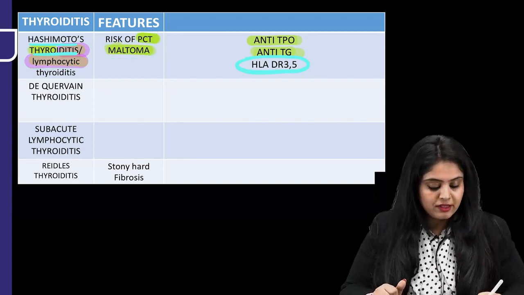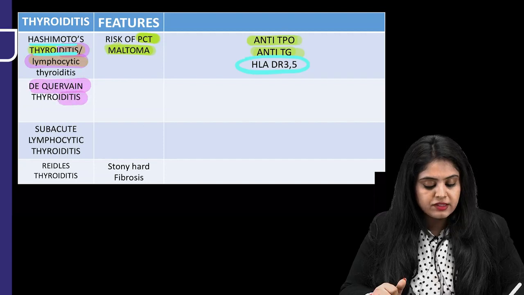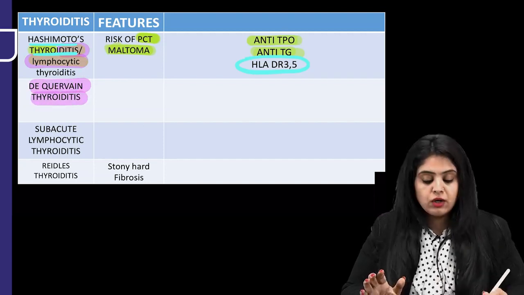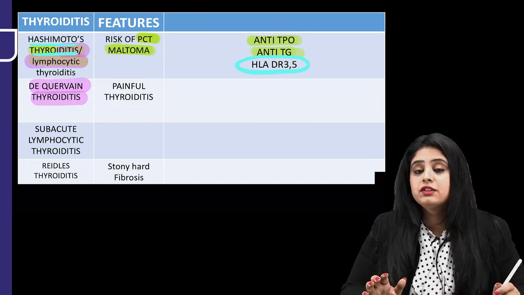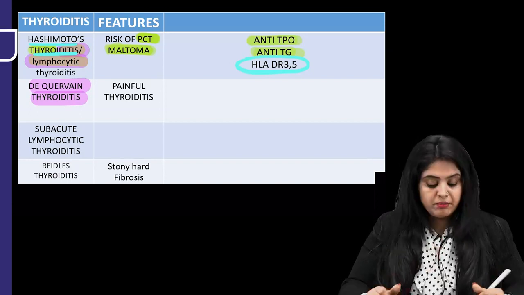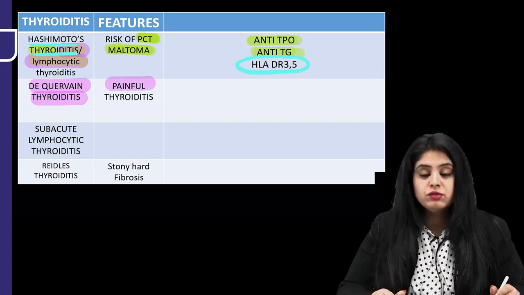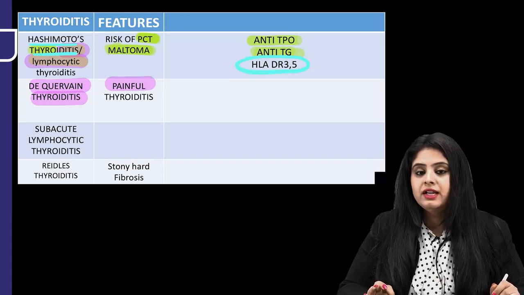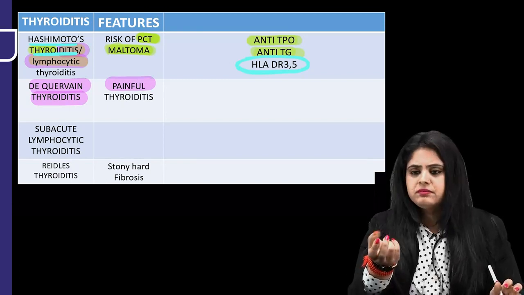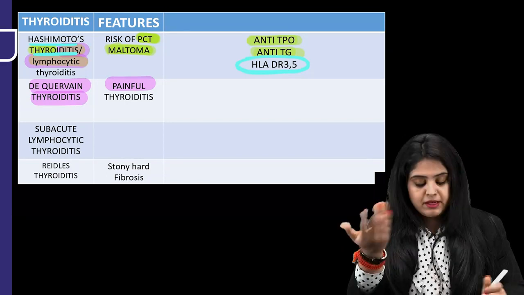Going on to the next, there is something known as de Quervain thyroiditis, and de Quervain thyroiditis is the only one out of these which is going to present with pain. This is the only and the most common cause of thyroid pain, painful thyroiditis. So de Quervain is a pain in the thyroid. So first you'll ask me two questions. Why does this happen? Why is there pain in the thyroid?